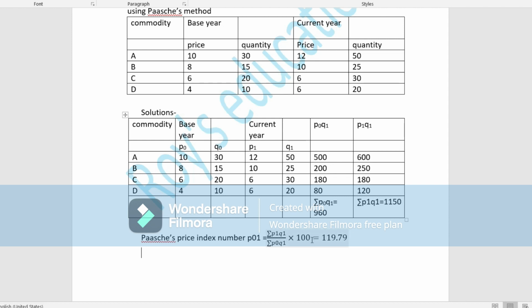Okay. Now we will put in this formula, that is summation P1 Q1 is what? 1150 by summation P0 Q1 is what? 960 into 100. If we calculate it, what are we getting? 119.79.